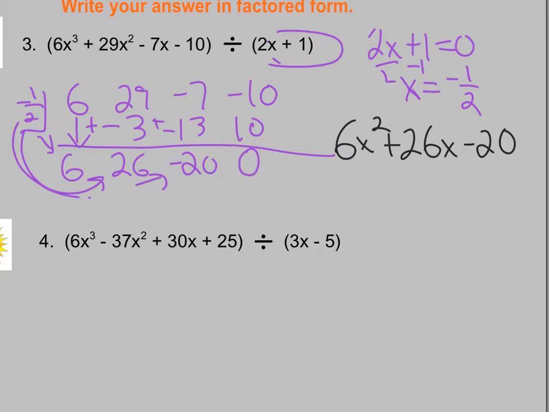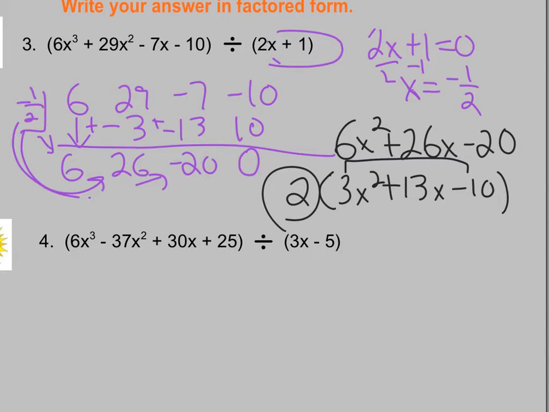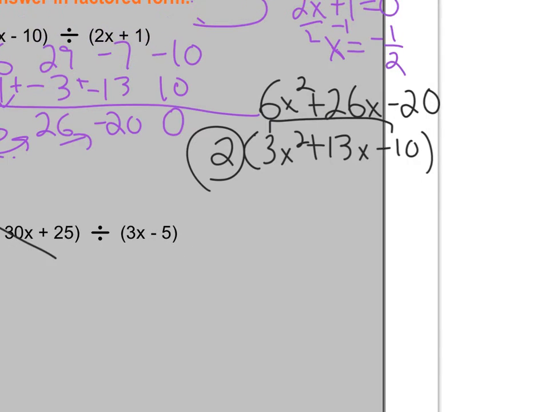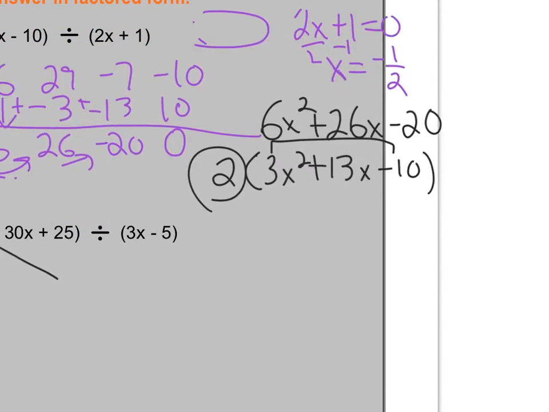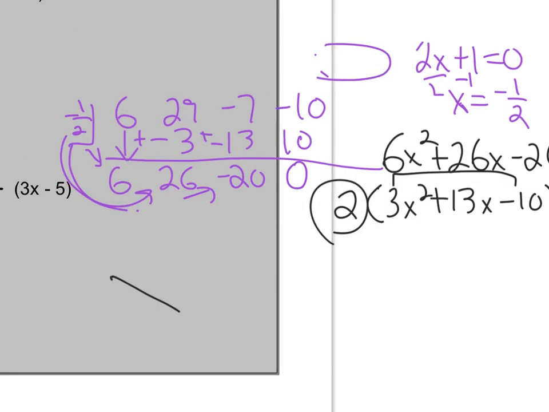Now, first rule of factoring, what I would do is try and pull out a number. So I'm going to try and pull out 2. I'll be left with 3x squared plus 13x minus 10. I'm going to factor this part, so I'm just going to drag this 2 along. Just give myself a little room to maneuver here. Okay.